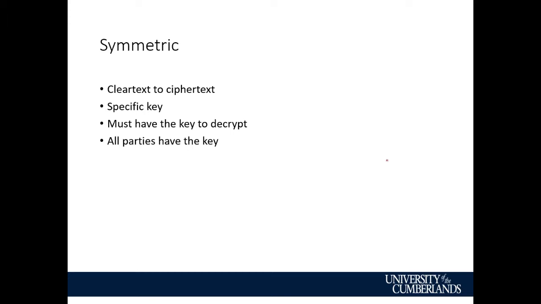So just a quick review. Symmetric converts clear text to ciphertext. It has a very specific key, and you must have that key in order to decrypt it. All parties must have the key no matter where they are, so you share that key. Some of the algorithms we've spoken about in the past: 3DES, Advanced Encryption Standard (AES), Blowfish, International Data Encryption Algorithm (IDEA), and RC4, RC5, and RC6. These are some that have been used in the past, so we're just going to keep going along with it.